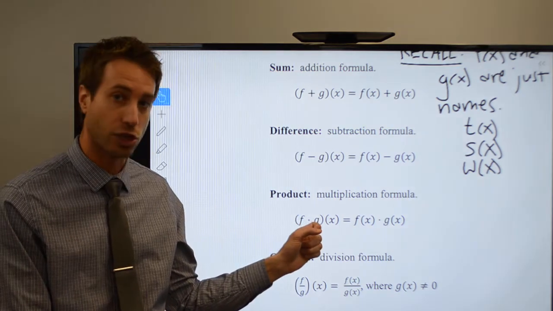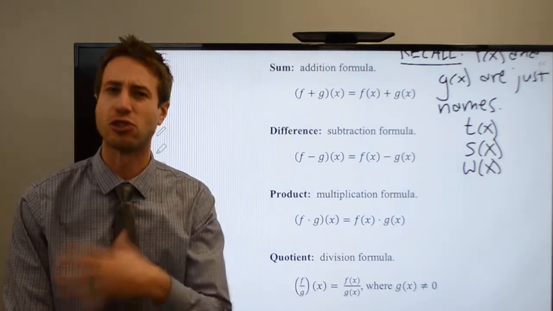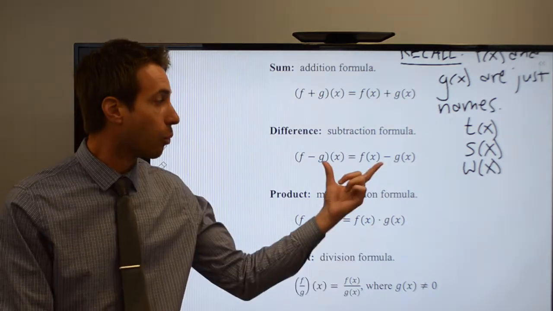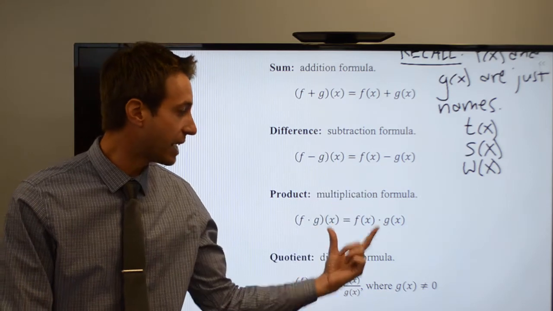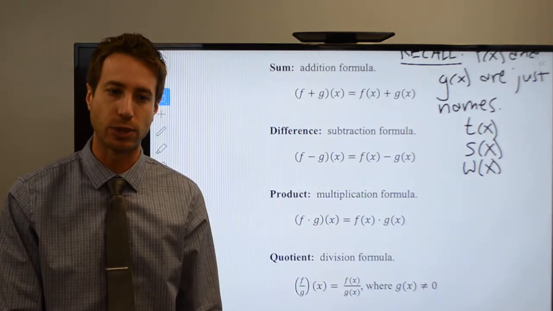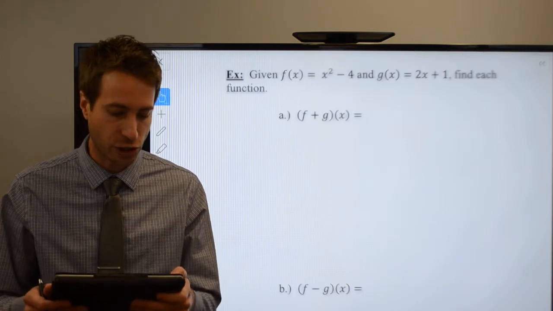(f times g)(x), same thing would be f of x times g of x. So just asking you to multiply the functions together. So be okay with seeing it written in either of those forms, and we'll get practice with that as we do some example problems. So let's jump right into some of these example problems on the next page.